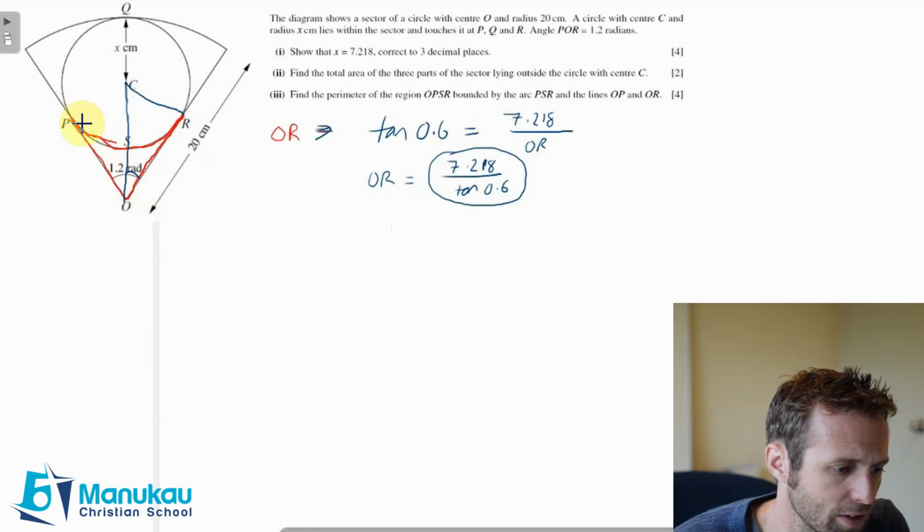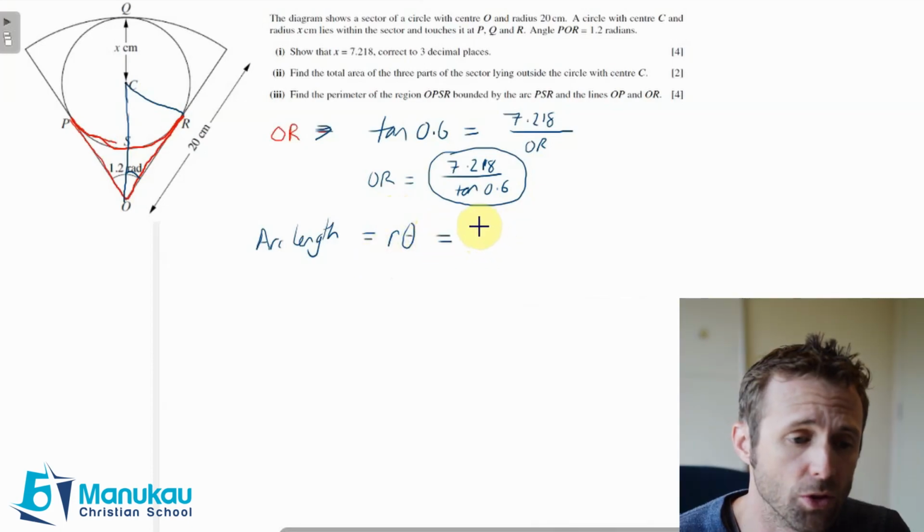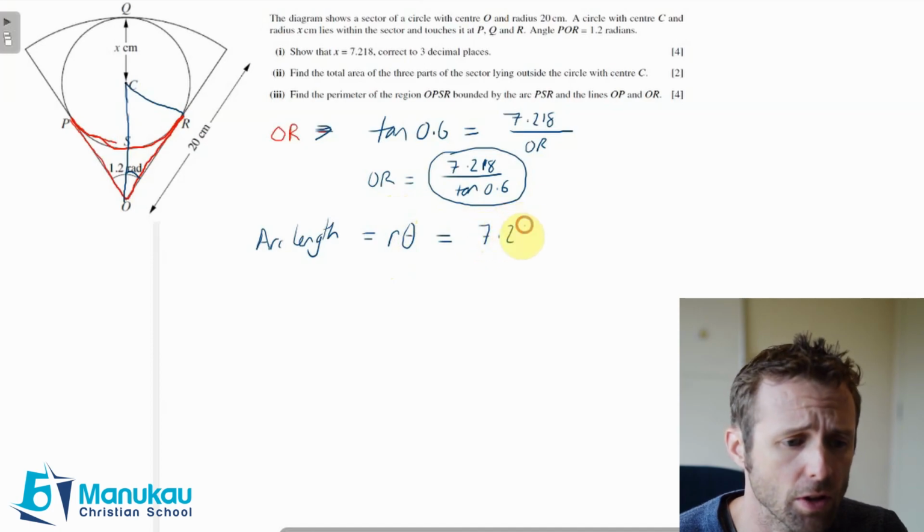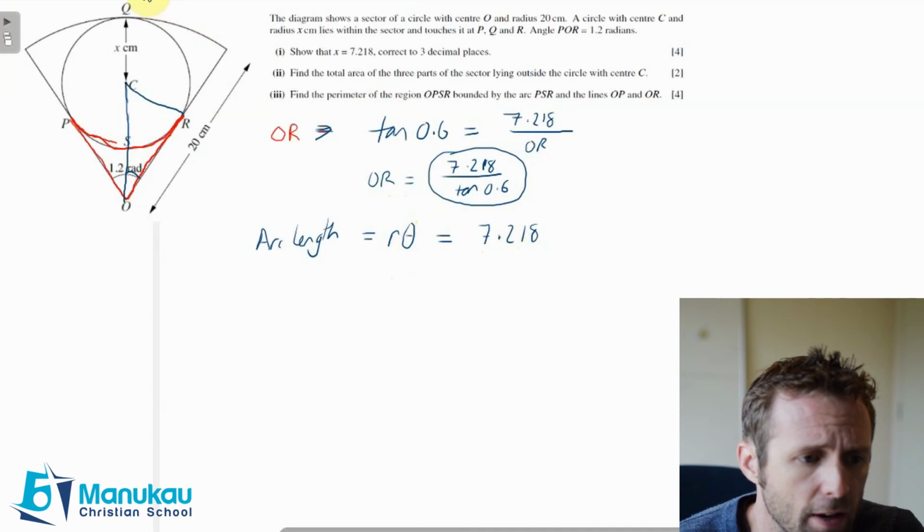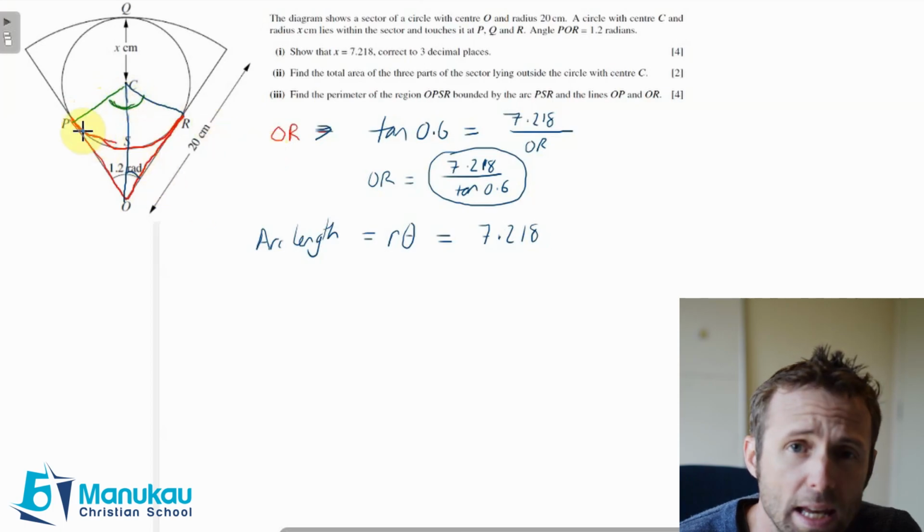And then the other part is this arc here. Now, using our formula for arc length, what do we know? Well, arc length is equal to r times theta. In this case, we know r is equal to 7.218, as we've found out earlier. But we need to figure out what theta is, and for that it will be helpful for us to sketch in the quadrilateral PCRO. We need to find the angle PCR.